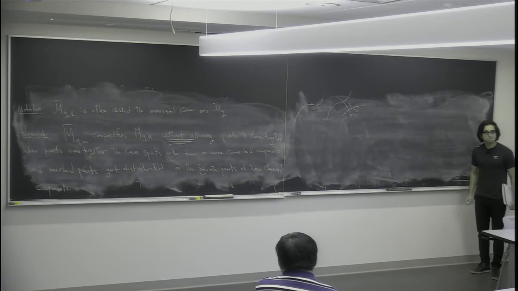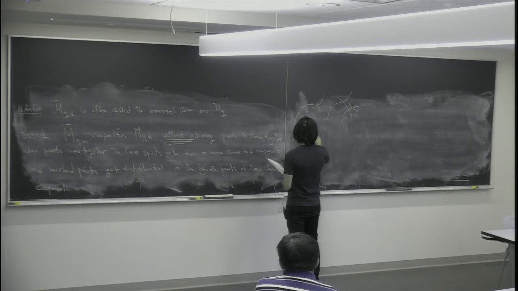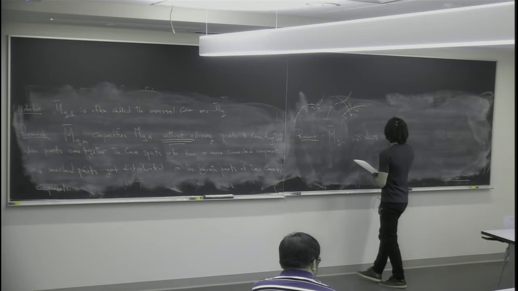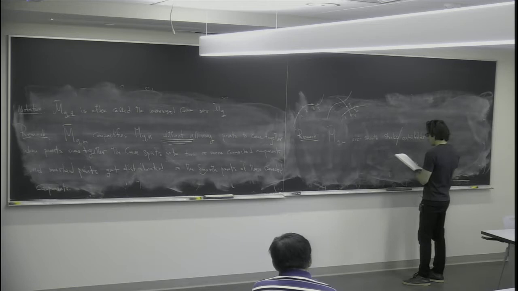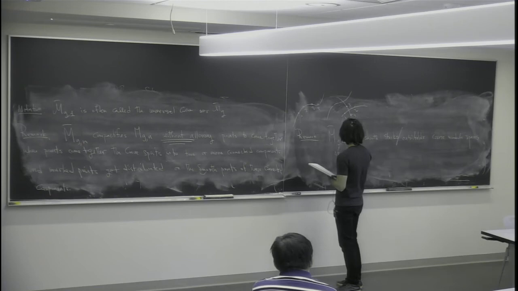Okay, so another remark. M bar g,n are smooth stacks, orbifolds, coarse moduli spaces, of dimension 3g minus 3 plus n. If you don't know what a stack is, don't worry about it for now.